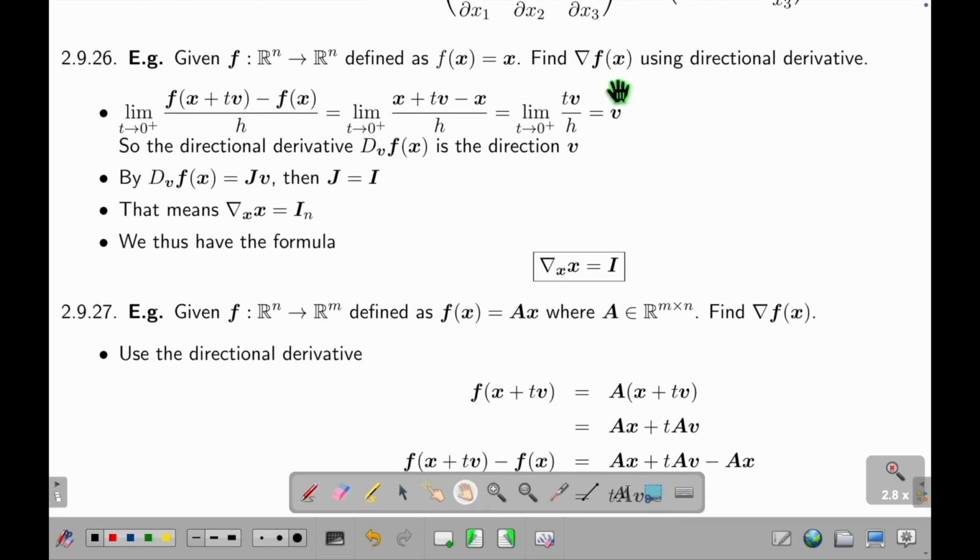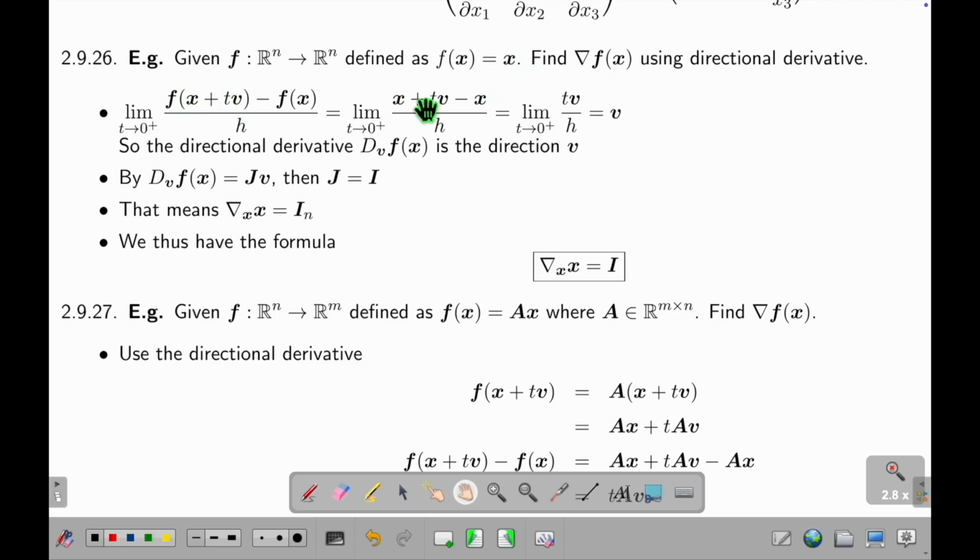So now, I want to do this. So I have this again. So Rn to Rn, and my function is f(x) equals x. Find the gradient or find the Jacobian. So what is this? This is the directional derivative, no change. Again, this is t, no h, okay? Then this f thing is x. So now I replace this x by x plus tv.